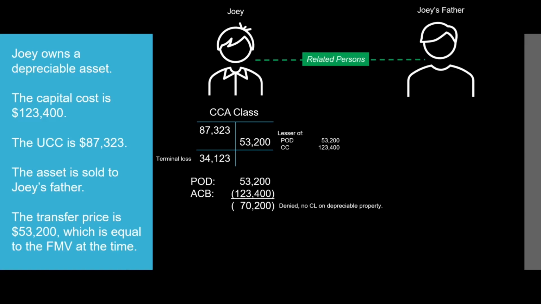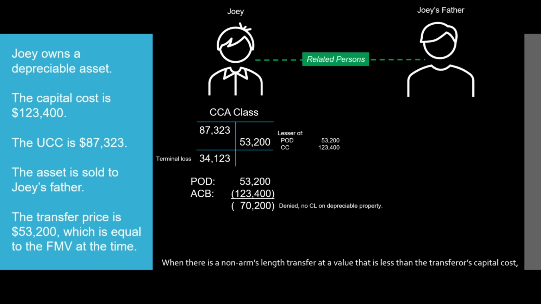Now, what about Joey's father? This is where we're going to apply one of the rules in ITA 13 subsection 7 paragraph E. We need to be cognizant of the fact that when there is a non-arm's length transfer at a value that is less than the transferor's capital cost. In other words, what's happened in this exact situation?